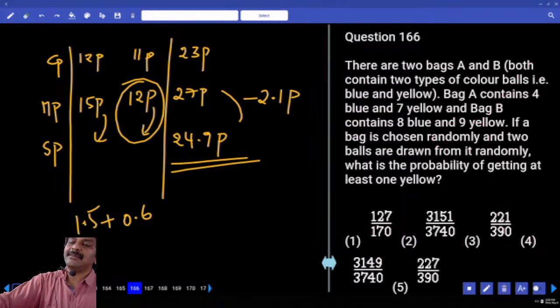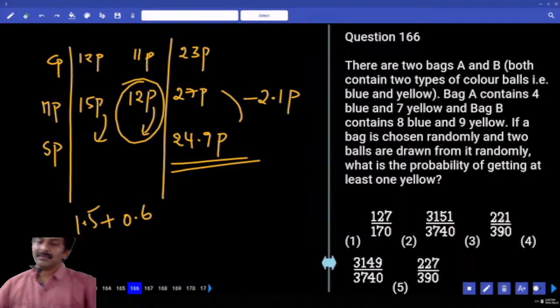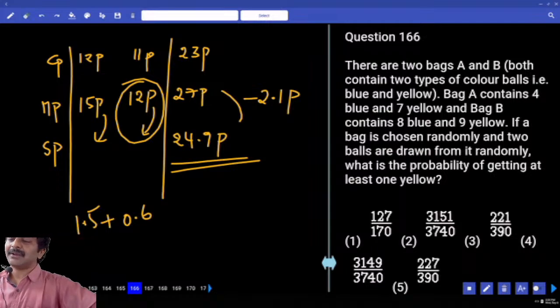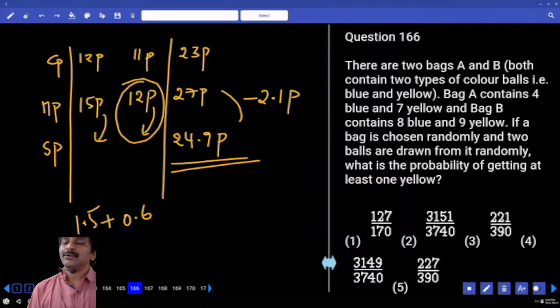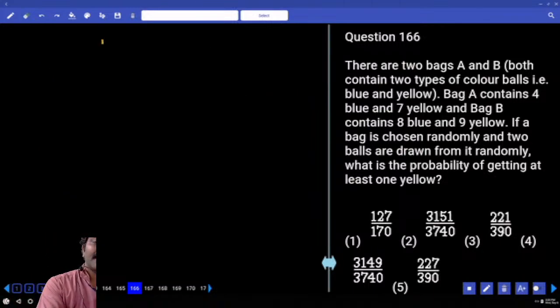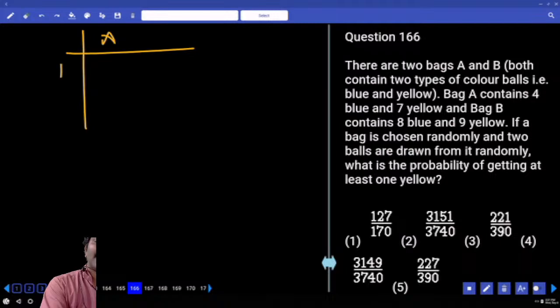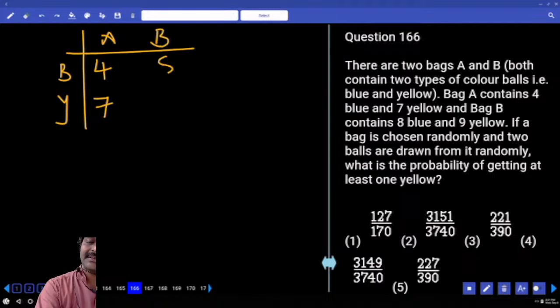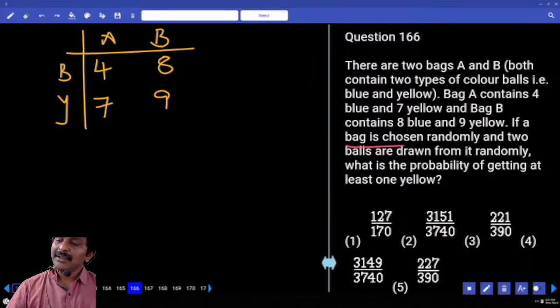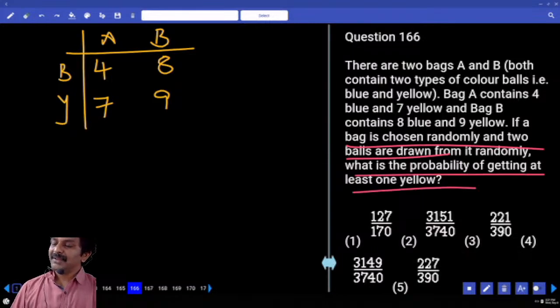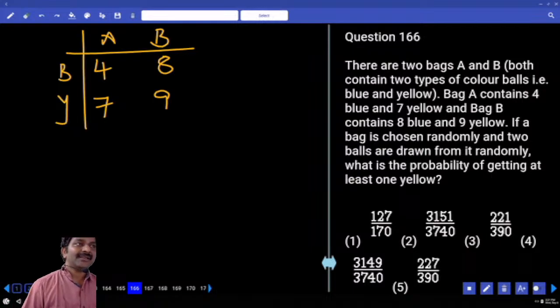There are two bags A and B, containing two different color balls, blue and yellow. Bag A contains 4 blue and 7 yellow. Bag B contains 8 blue and 9 yellow. A bag is chosen randomly and 2 balls are drawn from it randomly. What is the probability that at least one yellow ball is there?